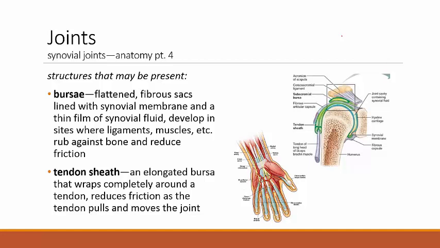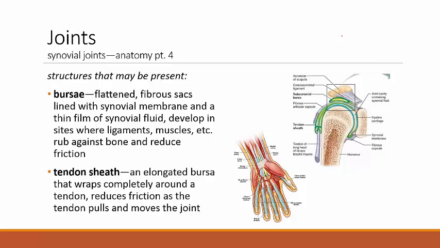There also may be additional structures in the joint that help to either stabilize or ease the movement of that joint. One of them is a bursa. A bursa is a flattened fibrous sac. It's lined with a synovial membrane, and so fluid fills the bursa.